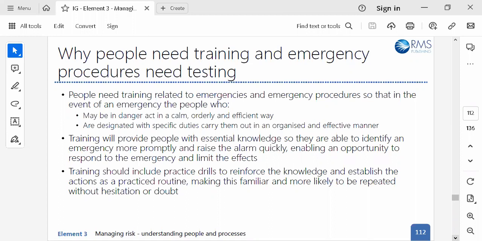Training will provide people with essential knowledge so they are able to identify an emergency more promptly and raise the alarm quickly, enabling an opportunity to respond to the emergency and limit the effects. The training should include practice drills to reinforce the knowledge and establish the actions as a practiced routine, making them familiar and more likely to be repeated without hesitation or doubt. Mock drills and training are very important to give knowledge to the workers and the emergency response team. So we need proper training for the workers so they understand their roles and responsibilities during the emergency.